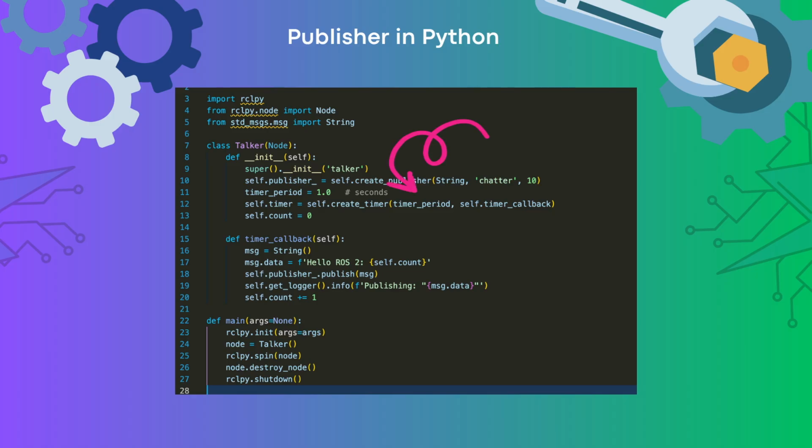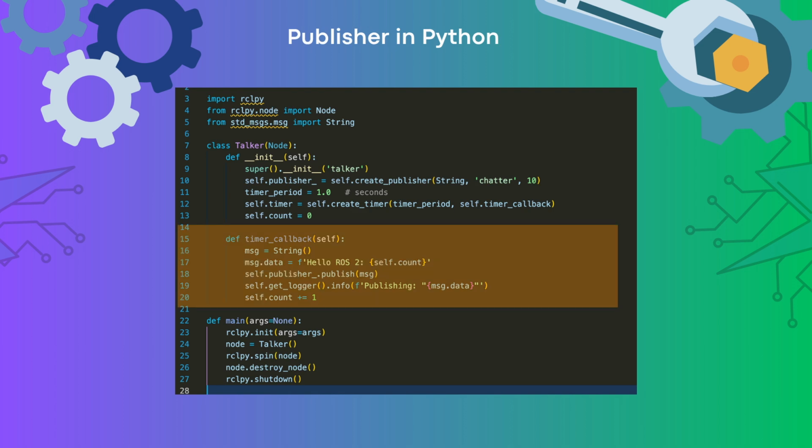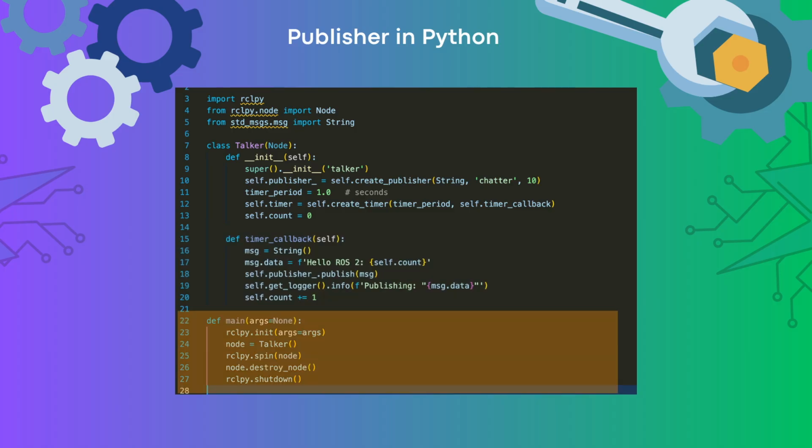Then we create a timer that fires once every second. Every time the timer triggers, ROS calls our callback function. Here we build a string message, publish it, print it, and increase the counter. Finally, in the main function, we start ROS, create the node, and spin it so it stays alive and keeps publishing every second.